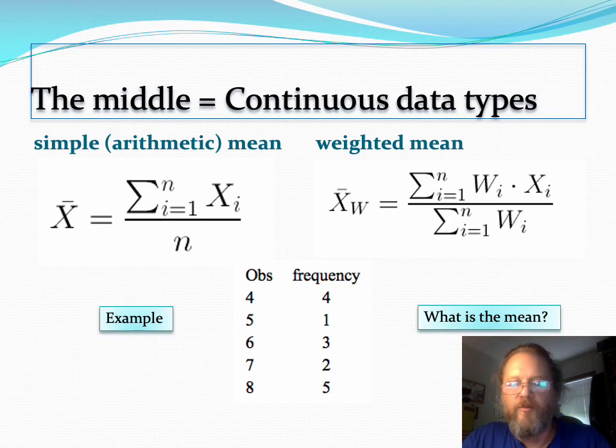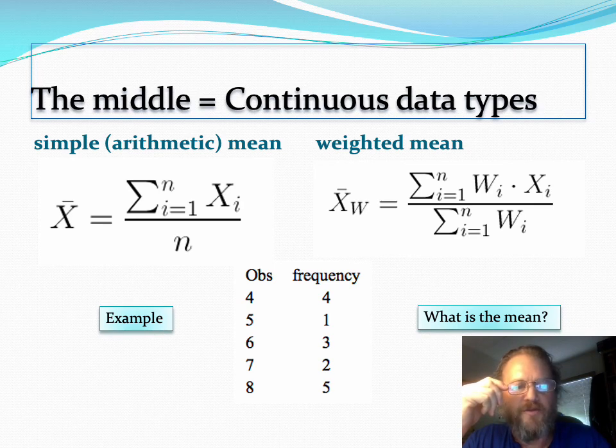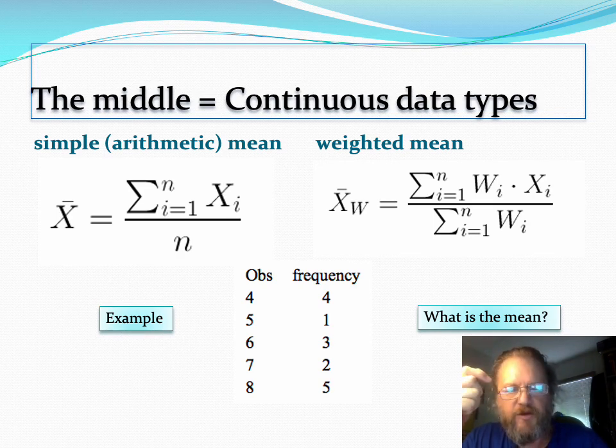The first order of business, certainly for continuous data, is to describe what the middle is like, what the most common observation is. You've already been introduced to the arithmetic mean. You simply add up all the observations and divide by the sample size. You may see a table where the observations occur as counts. For an observation of 4, we saw it 4 times in our sample. For 5, we saw it once. For 6, and so on.